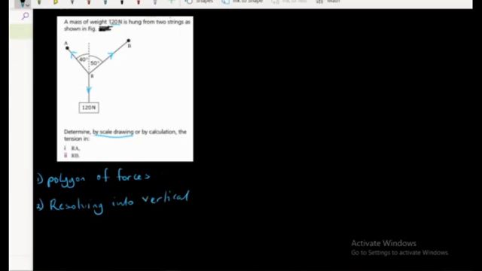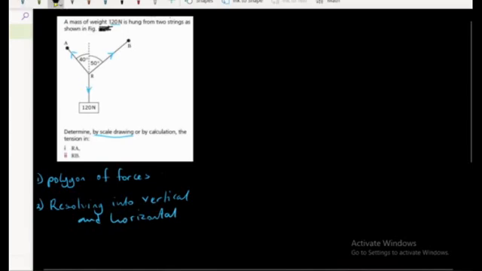So we are going to be using the first method for this video. Watch out for the next video. In the next video, we are going to be using the second method. But for this video, we are only going to be using the first method.